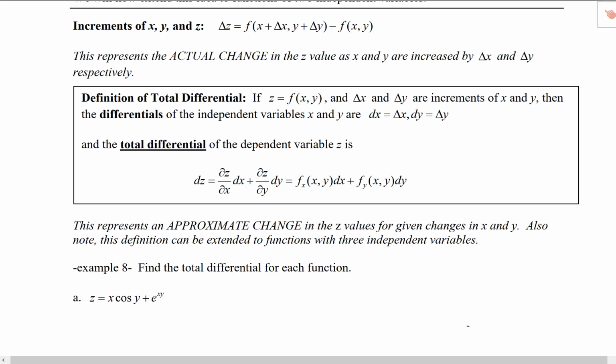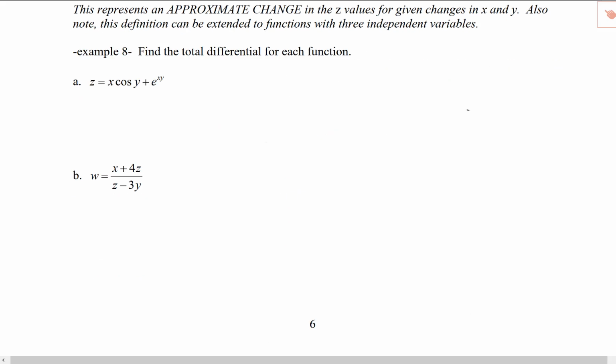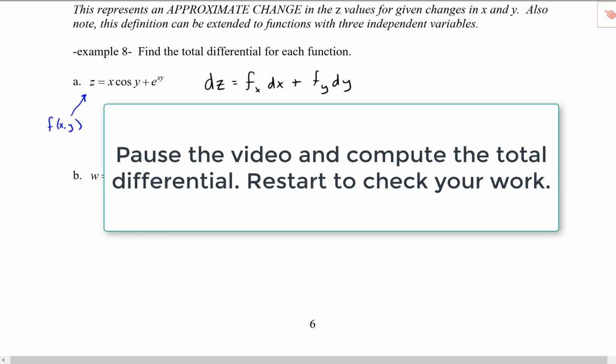Let's begin by just practicing how to compute this total differential. Example 8, part A: compute the total differential for z equals x cosine y plus e to the xy. This z is our f(x, y). So the formula, dz, would be the partial of f with respect to x dx plus partial of f with respect to y dy. Go ahead and take a moment to compute what this total differential would be. Don't worry about simplifying, just get it computed. Compute your partial of f with respect to x and partial of f with respect to y. Pause the video while you do that, and then restart the video once you've got it to check your work. Okay? Pause now and figure out the dz.